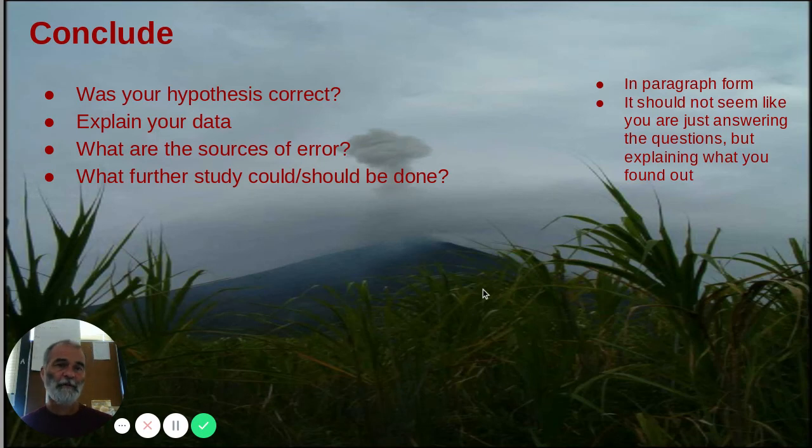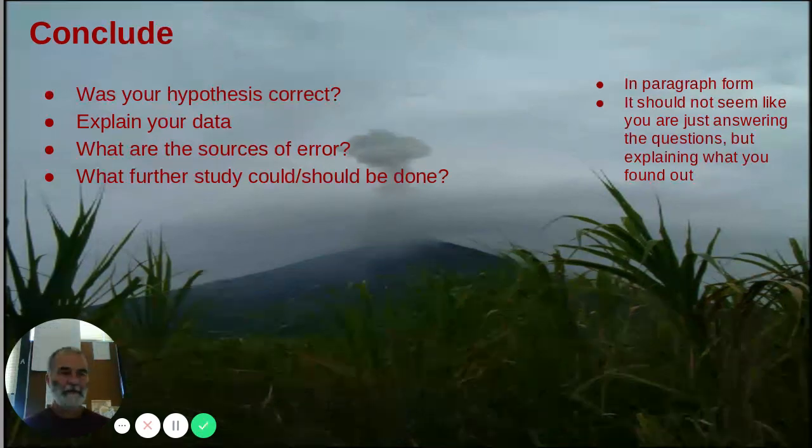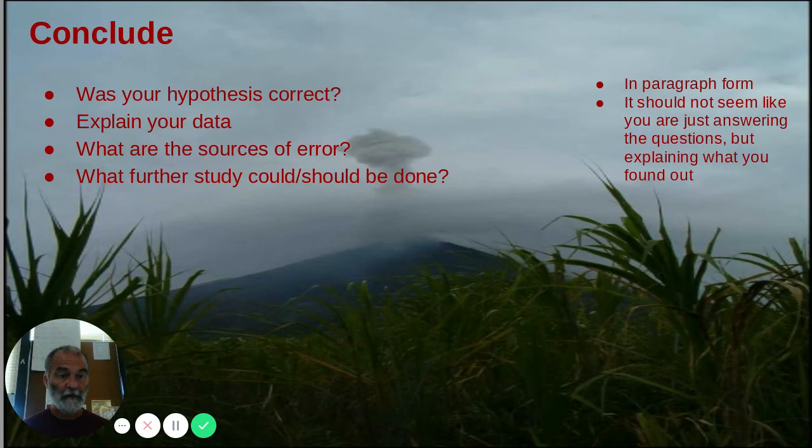So we finally end up with a conclusion. And in a conclusion, there's basically 4 things that you need to talk about. Number 1, was your hypothesis correct? This would be where you could then also say, I thought that this was going to happen because of this and this and this, but I found out that that was wrong. Or I thought this was going to happen because of this and this and this, but it actually turned out that it was that way. And so I was right.